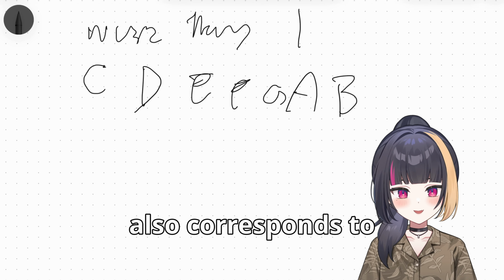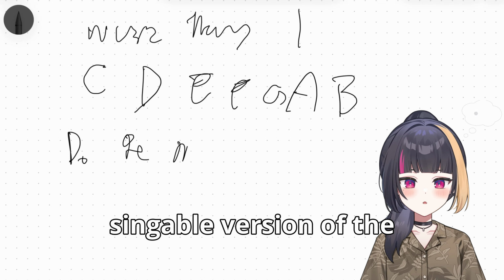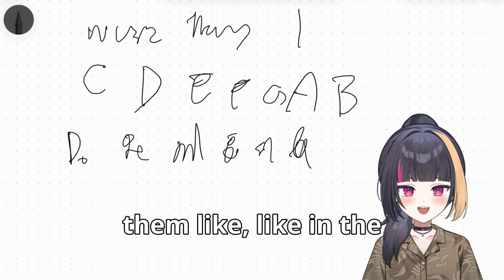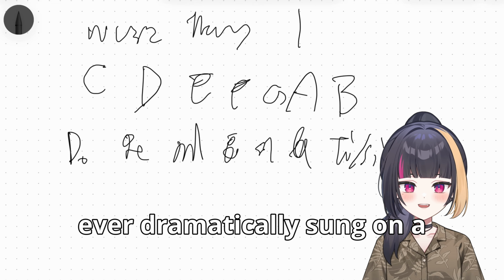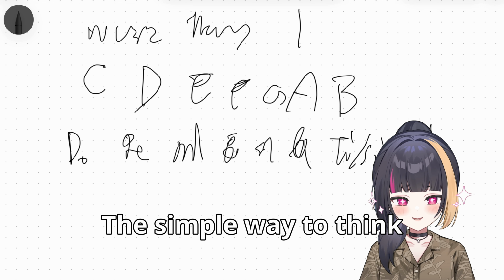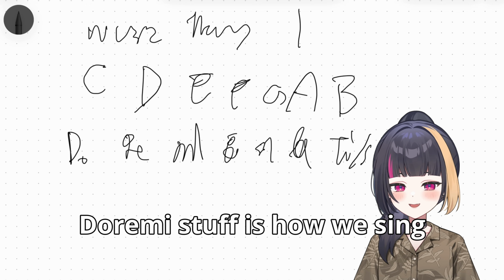Now each of these notes also corresponds to something called solfège, which is basically the singable version of the notes. So instead of saying the letters, you sing them like do, re, mi, fa, sol, la, si, do, like in The Sound of Music. If you've ever dramatically sung on a hill somewhere, you already know this system. The simple way to think about it is the letters are the official names of the notes. The do, re, mi stuff is how we sing them.